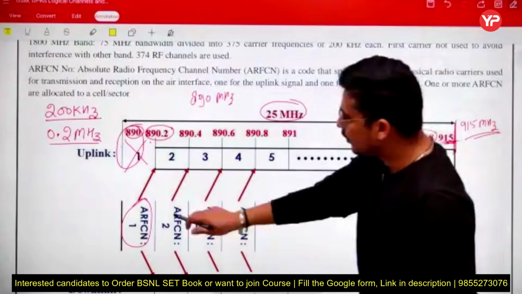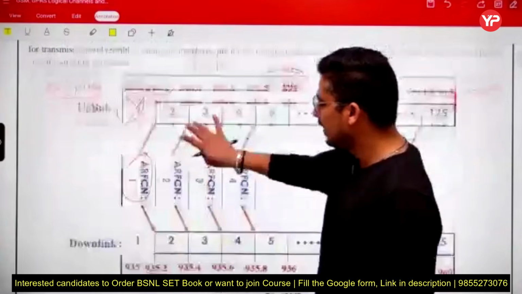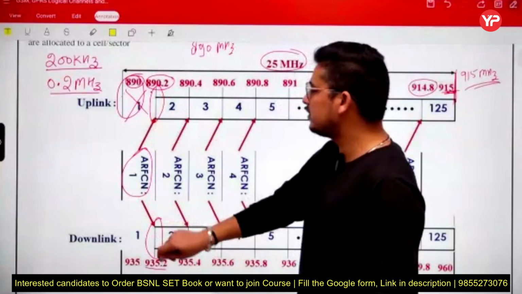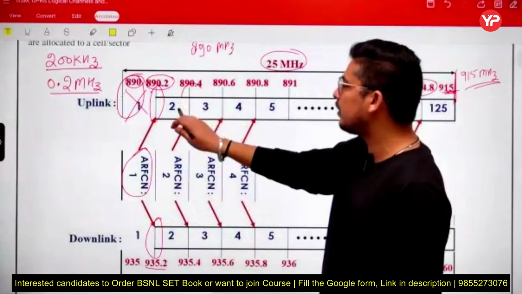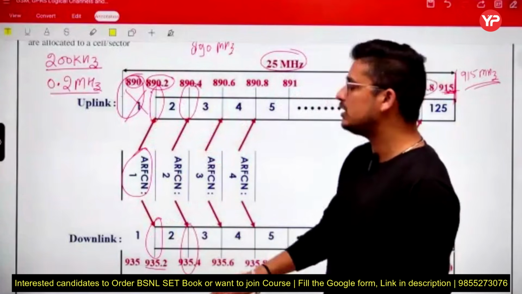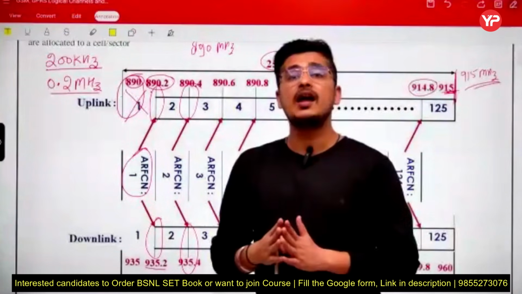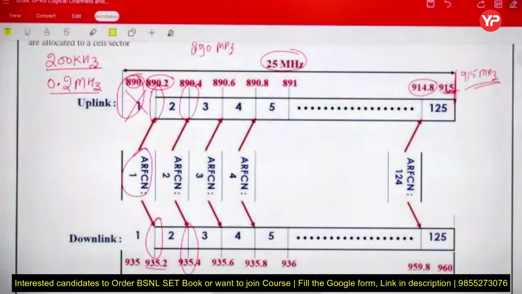So this is a unique code that is given to the user, and that will tell you that this is your uplink frequency and that is your downlink frequency. Now again for user 2, that is different: this is your uplink frequency, this is your downlink frequency. You can transmit here, and the bandwidth which is provided to each user is 200 kilohertz, not megahertz, sorry, kilohertz. Is that clear to you?